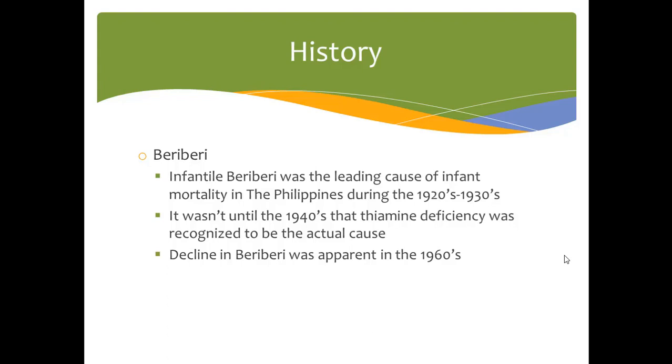And it wasn't until the 1940s, many, many years later, hundreds of years later, that thiamine deficiency was recognized to be the actual cause. And the decline in beriberi wasn't apparent until the 1960s. So to this day, in developed countries, in the US, etc., they add thiamine to processed grains in order to prevent beriberi. But the question many of us have who are looking at thiamine deficiency today is, one, is it enough? And is the consumption of sugar, particularly in the US diets, sort of overcoming the supplemented thiamine that is found in processed grains and flours?